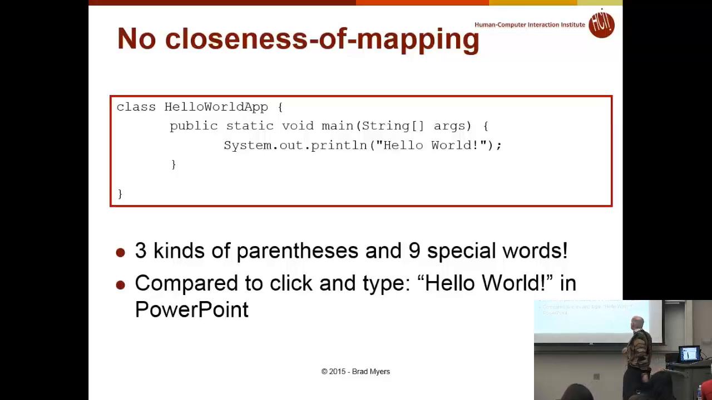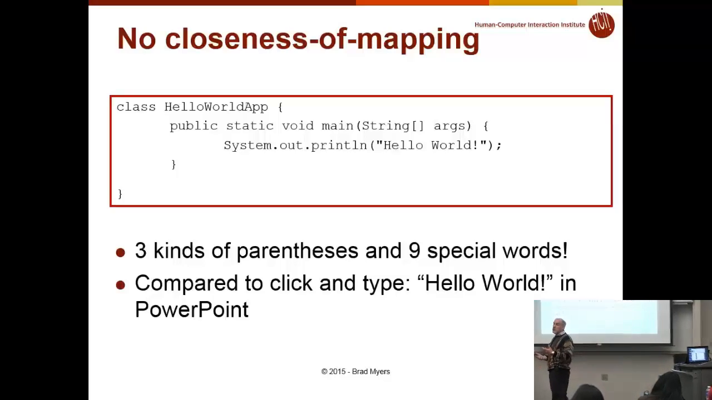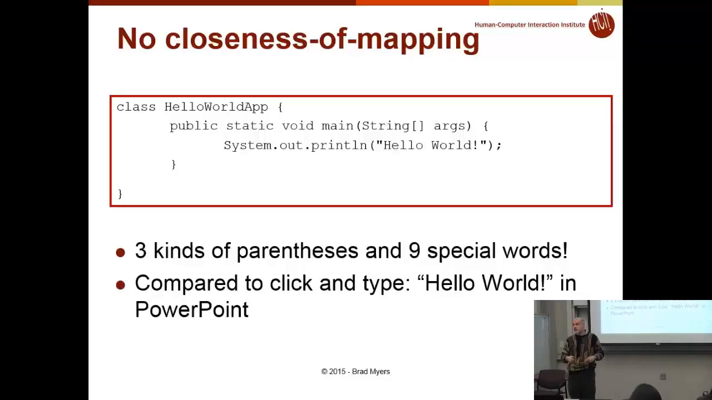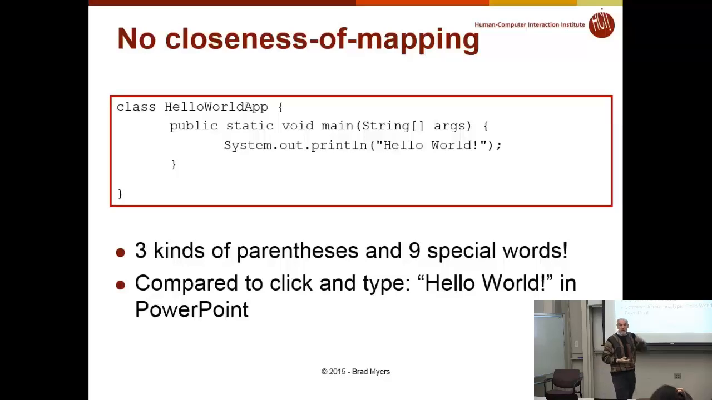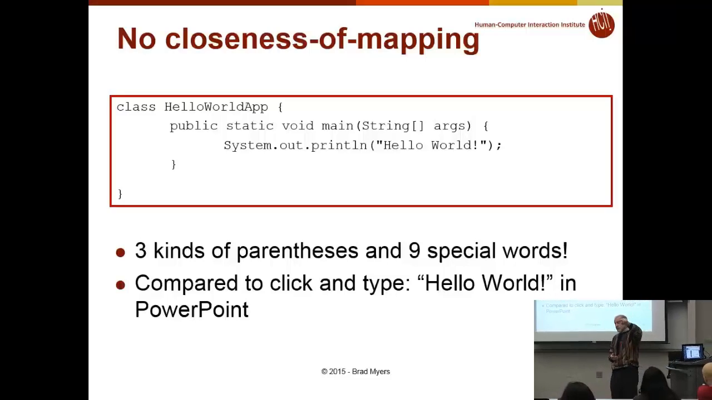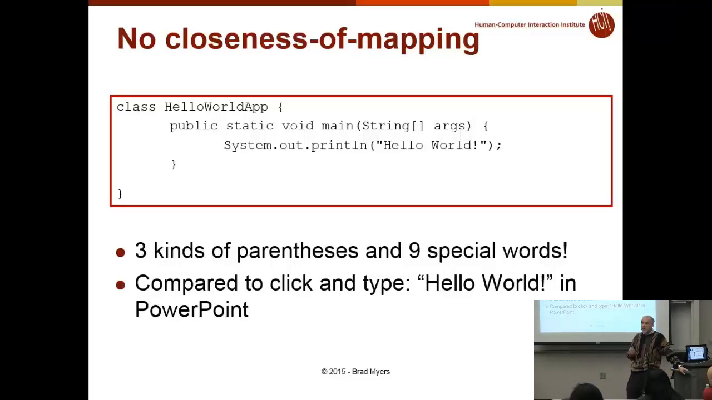How hard is it to get hello world out on the screen in PowerPoint, right? So if I want the words hello world on the screen in PowerPoint, I just click somewhere and type it, right? Much closer to the way I'm thinking about it. I want hello world right here. Well, you can't actually do that, right? So first you have to go and pick a text field and put the text field there. So there is some mucking around you have to do in PowerPoint to get that to happen as well, right? And so this idea of closeness of mapping says, can we make the way you express what you want closer to the way you're thinking about it?